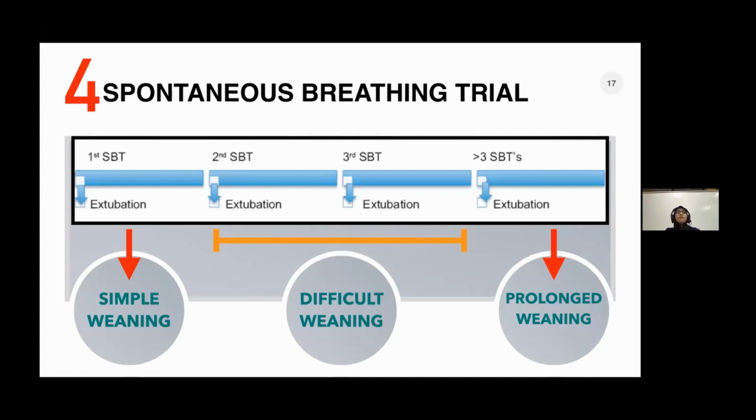We don't want the difficult weaning and prolonged weaning to be done in ED. What we want is the first SBT. The first SBT needs to be successful and the patient can be extubated in ED after the first spontaneous breathing trial. We want that simple weaning to be performed in ED. All right.